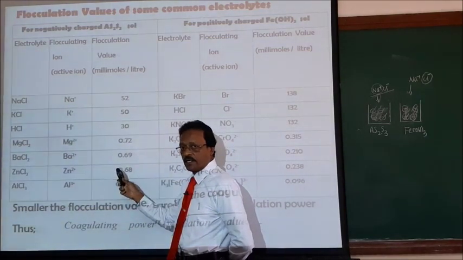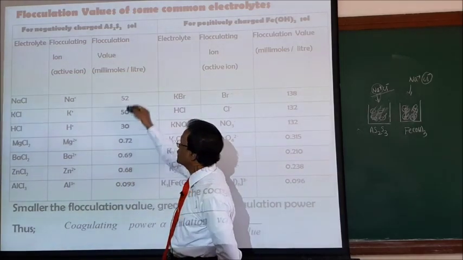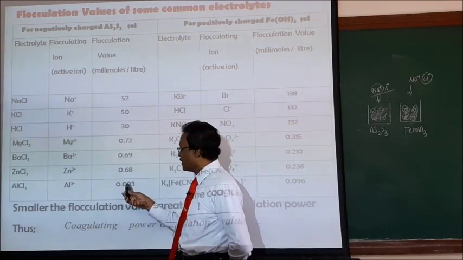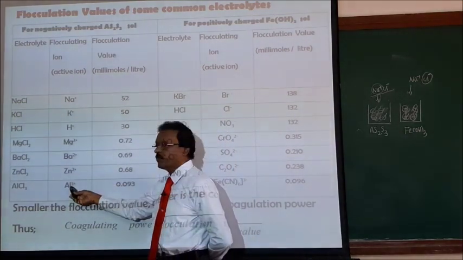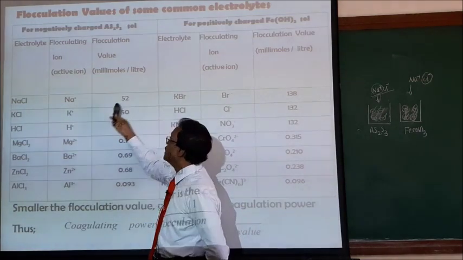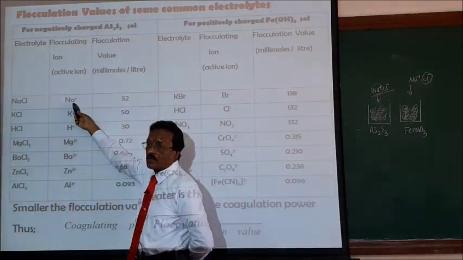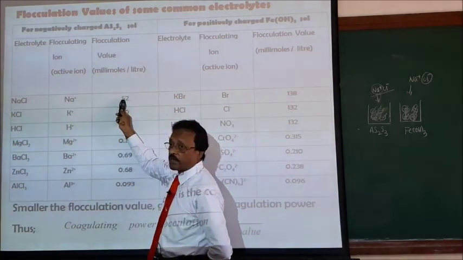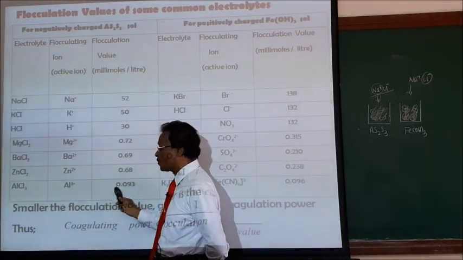What does the data indicate? If you want to express the coagulation property in terms of a number, this number is in millimoles. That means the lesser the flocculation value, greater is the power of the coagulation. The higher the flocculation value, lesser will be the power of coagulation. If you want to bring out the coagulation by Na plus ion, 52 millimoles are required. For the same coagulation with Al3 plus, only 0.093 millimoles are required.